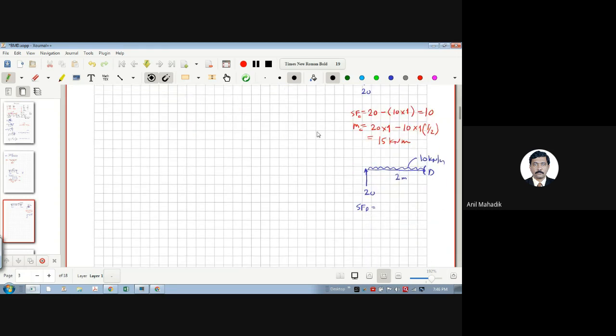OK, now let's go to the shear force. How much will the shear force be? 20 minus 10 into 2, right? 0. And what is the moment at D? 20 into 2 minus, tell me, this is easy. What is this? 10 into 2 into 2/2, this from CG, right? So how much will it be? 20.